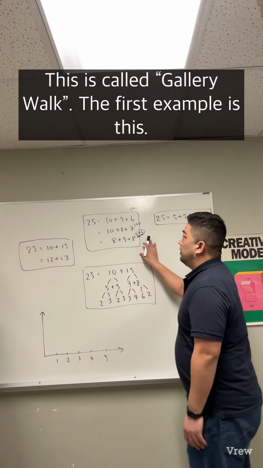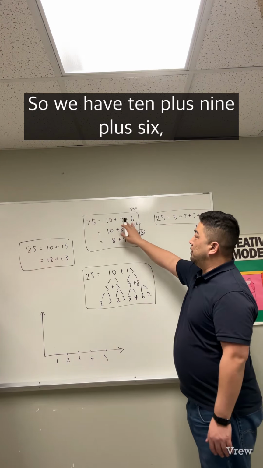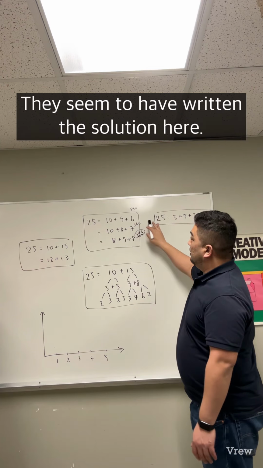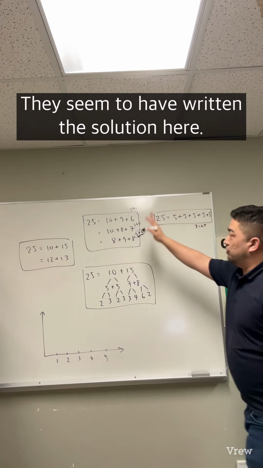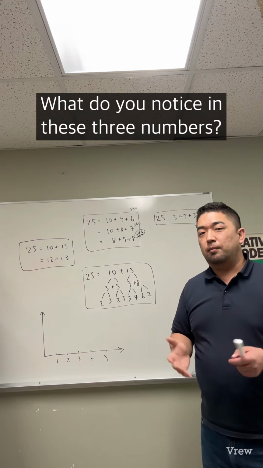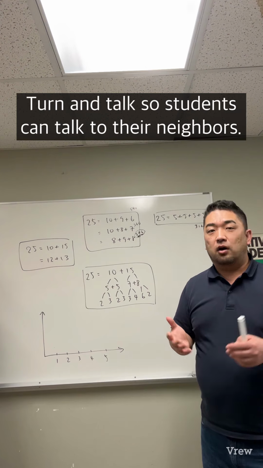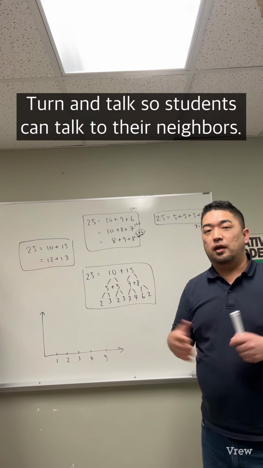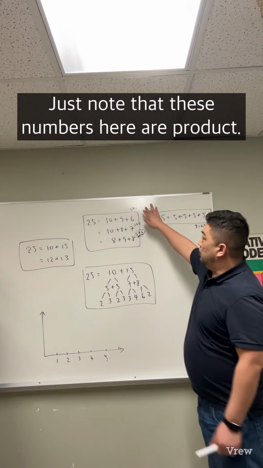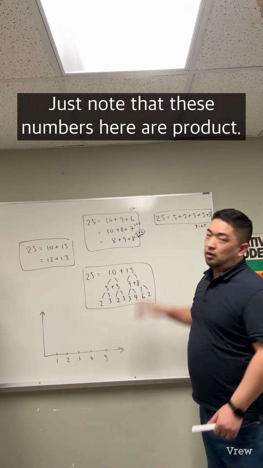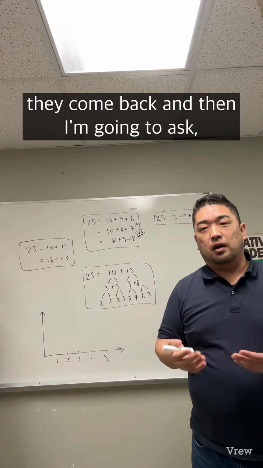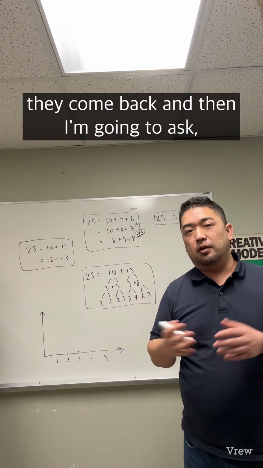The first example is this. So we have 10 plus 9 plus 6, 10 plus 8 plus 7, 8 plus 9 plus 8. They seem to have written the solution here. What do you notice in these three numbers? Turn and talk, so students can talk to their neighbors and think about the patterns behind these three numbers. Just note that these numbers here are products. Students talk to each other, they come back, and then I'm going to ask, what's the pattern?